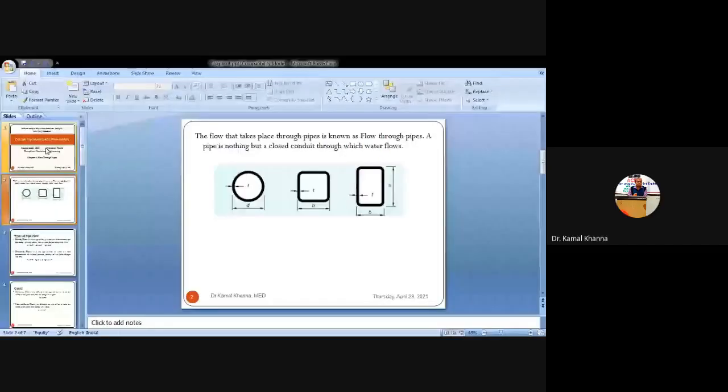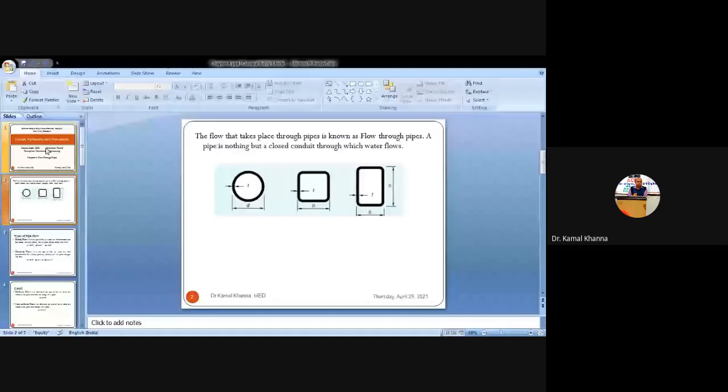You can see in the first slide, there are three types of cross section areas that are available in the market and are readily used in industry also. First is a circular pipe, second is rectangular, and third one is a combination of both, that is, we are using half the cross section of the circular pipe and half of the rectangular pipe. The flow that takes place through a pipe is generally termed as flow through pipes, and a pipe is nothing but a closed conduit through which the water flows.